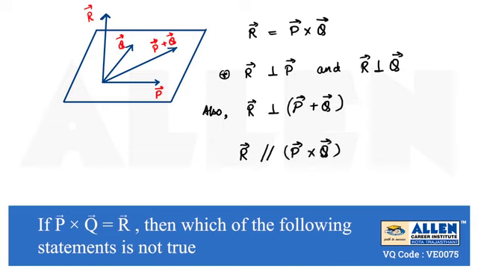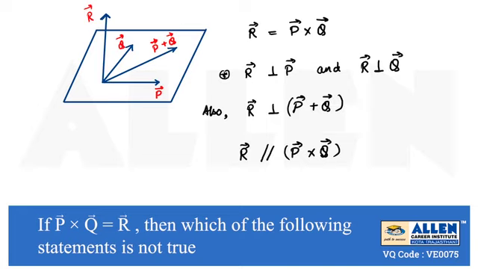So according to the statements we have been given, in statement 1, r vector is perpendicular to p vector. It is a correct statement. The second statement is r vector is perpendicular to q vector. It is also a correct statement. The third statement is r vector is perpendicular to p vector plus q vector. Again it is a correct statement.